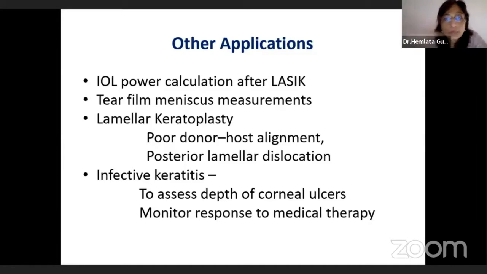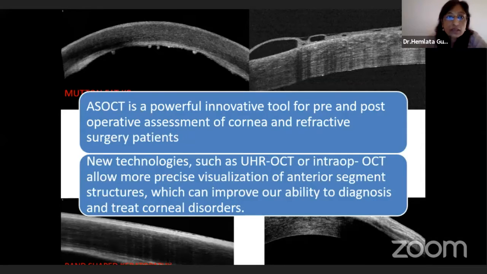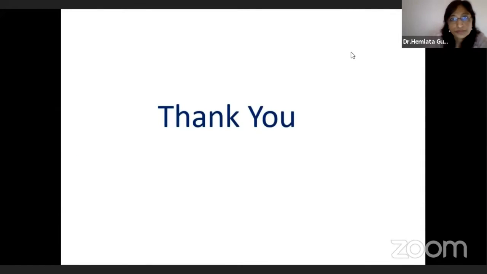used for the limbus. There are so many indications, and I still feel that anterior segment OCT is highly underutilized. So we can pick up a lot of findings. Anterior segment OCT is a powerful, innovative tool for pre and post-operative assessment of the cornea and refractive surgery patients. And newer technologies such as high resolution, ultra high resolution OCT or intraoperative OCT allow more precise visualization of the anterior segment structures that can improve our ability to diagnose and treat corneal disorders. Thank you very much.